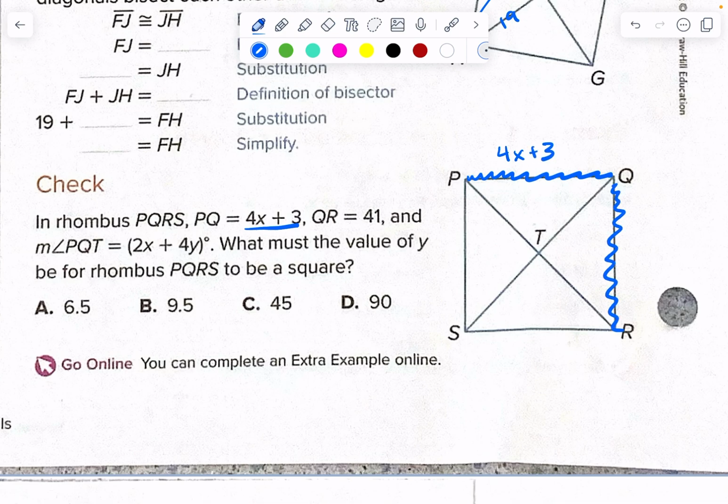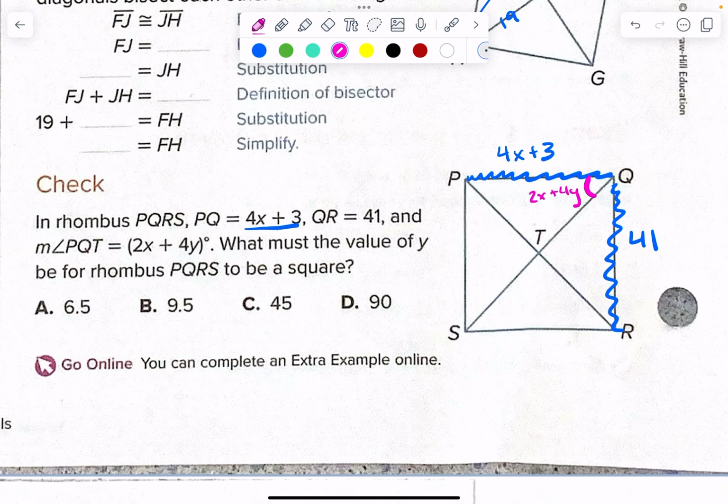4x plus 3 and 41. Got it? Then they also give us an angle, PQT. PQT is this little top angle right here, and that is 2x plus 4y. That's all they give us. And they ask, what does y have to be in order for this to be a square?